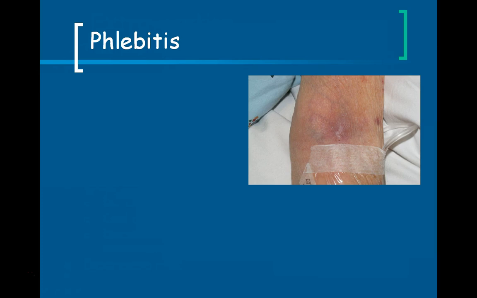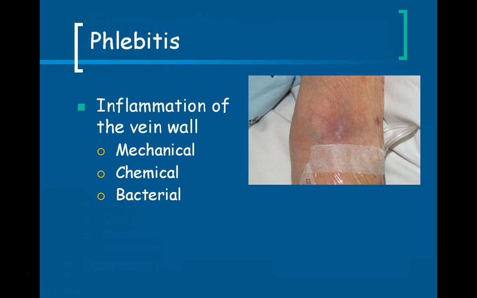Phlebitis is also a very common IV complication, probably the most common one. This is where the wall of the vein becomes inflamed and eventually may become infected. But phlebitis is just the inflammation, and again, it's caused because the patient has a foreign body in their vein and they are having a foreign solution being infused.